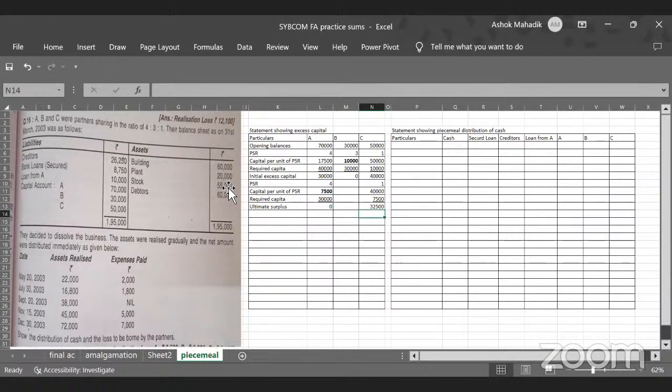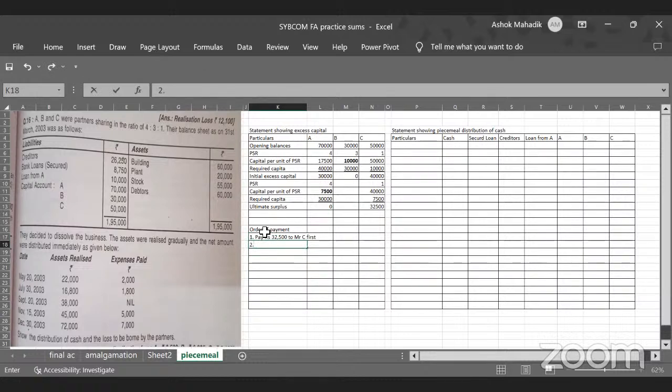Now students, once you are done with this, we need those last 2 lines that will define the order of payment. So I'll write here order of payment. First, to whom you will pay? Mr. C. How much excess he has? 32,500. Clear? So I'll write pay rupees 32,500 to Mr. C first.